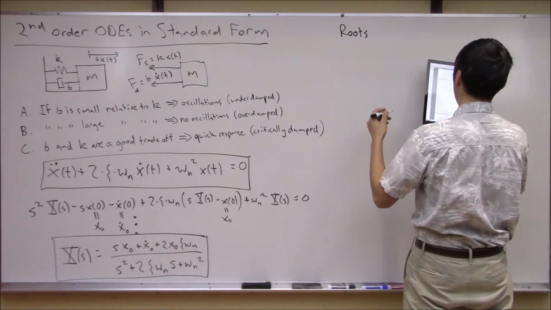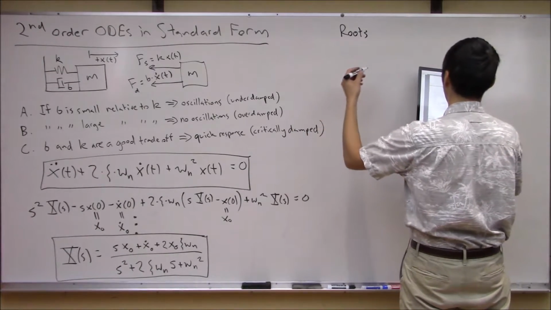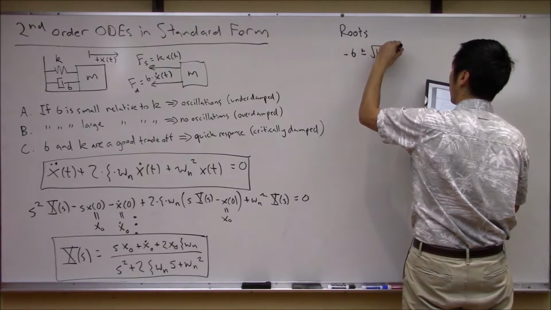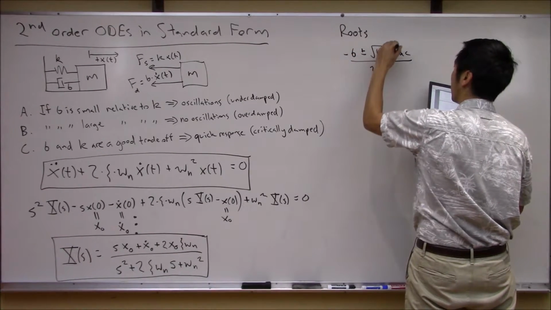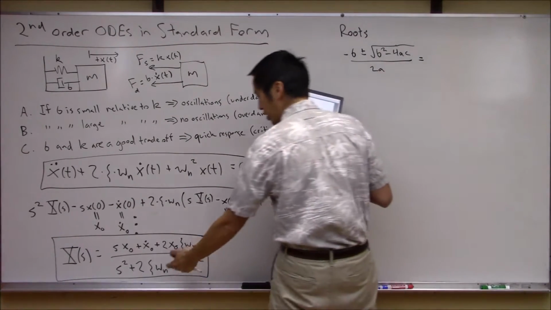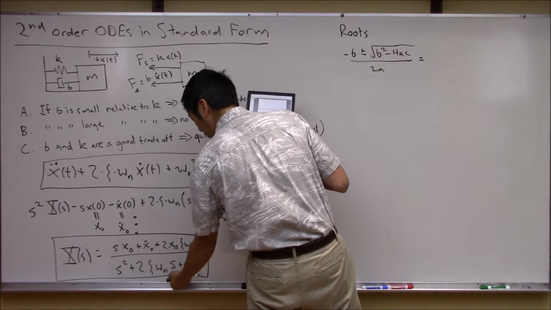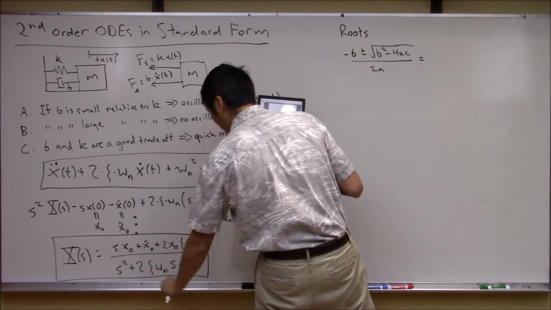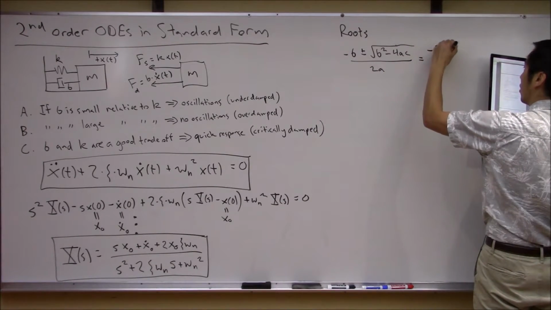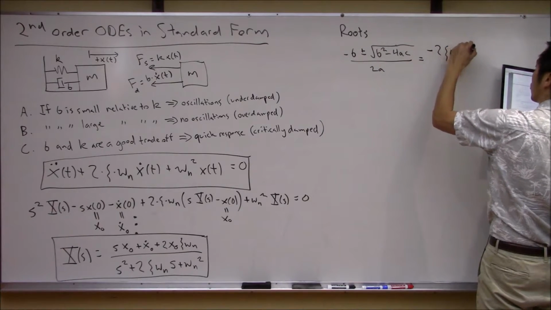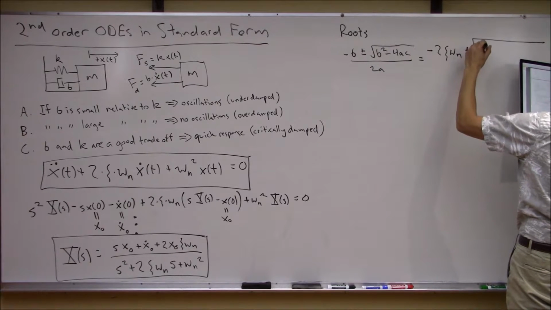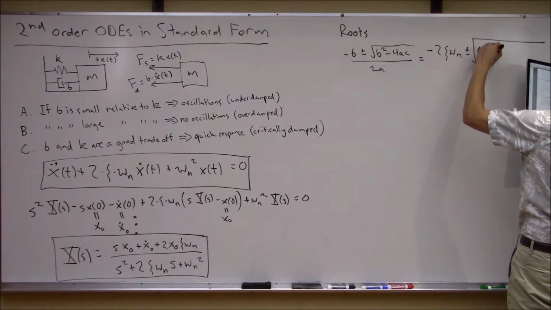right? What's the quadratic equation? It's minus b plus or minus square root of b squared minus 4ac, all over 2a. So in this case, the b is the coefficient of the linear term. So it's this thing, 2 zeta omega n. So we end up with negative 2 zeta omega n, that's the b, plus or minus the square root of b squared. So let's be a little bit careful. So this is 2 zeta omega n.